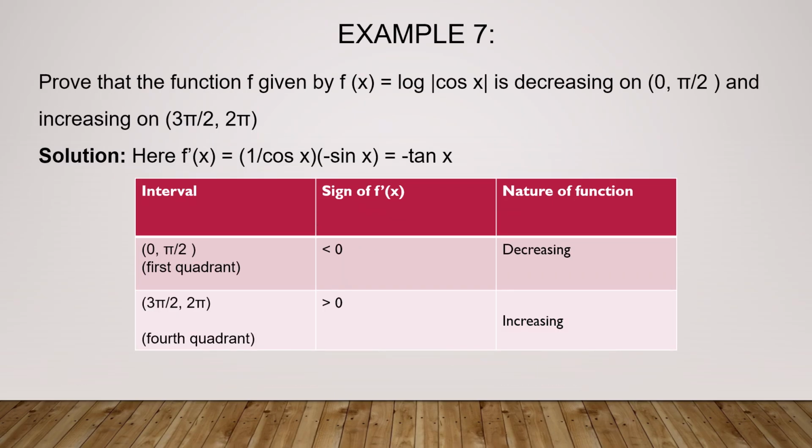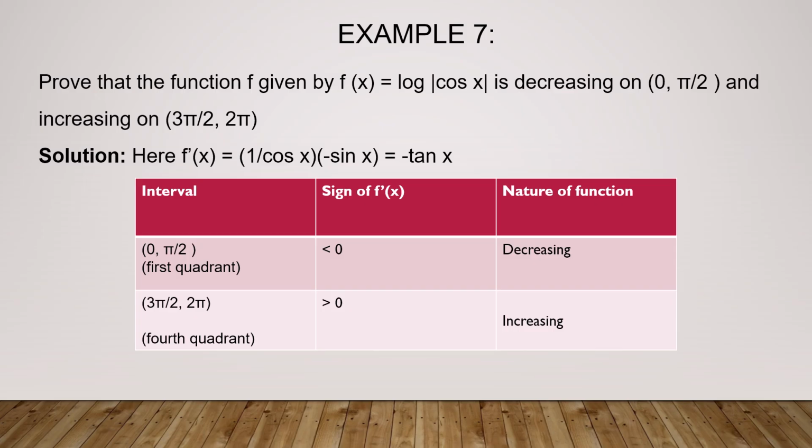Example 7. Prove that the function f given by f of x is equal to log of mod of cos x is decreasing on 0 to pi by 2 and increasing on 3 pi by 2 to 2 pi. So first thing is again find f dash of x. F dash of x: derivative of log is 1 upon, suppose you have log x, derivative is 1 upon x. For log of mod of cos x, it is first of all 1 upon cos x into derivative of cos x, which is minus sin x. So in general you can say it is minus tan x.